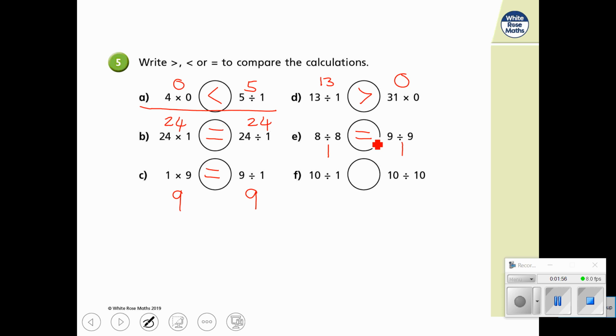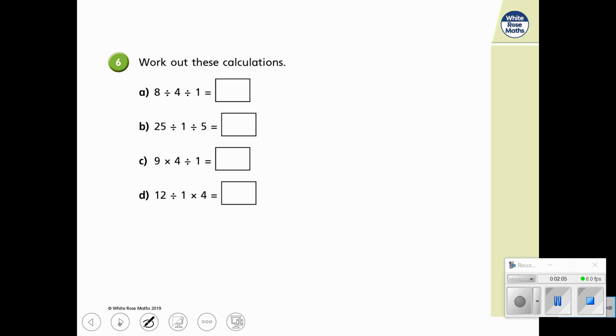And the last one, 10 divided by 1 is 10. 10 divided by 10 is 1. So the answer there is greater than. Okay, let's move on. Now for these questions, we've got to work out the calculation. And I'm just going to circle these bits here. These are the divisions in the equation. So we know that somewhere in this equation we're dividing by 1, and the answer is always going to be itself.